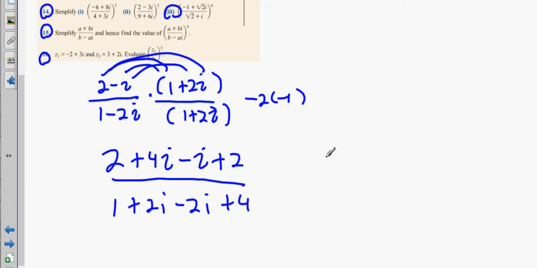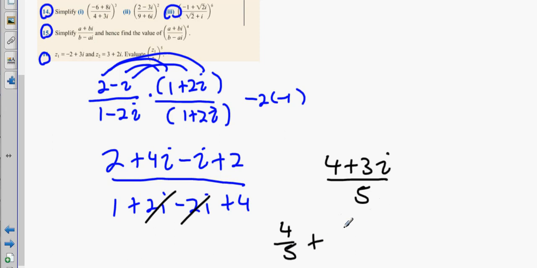Then we're going to get 2 plus 2 is 4. 4i minus i is plus 3i. Then we get 2i minus 2i, so we're going to get 1 plus 4 is 5. So we're going to get 4 plus 3i over 5. Separate out the fraction, we get 4 fifths plus 3 fifths i.